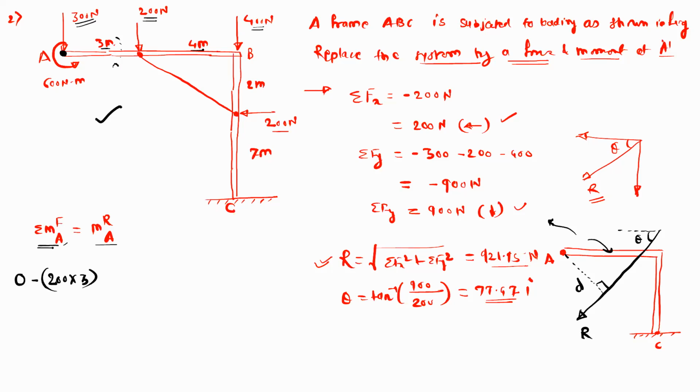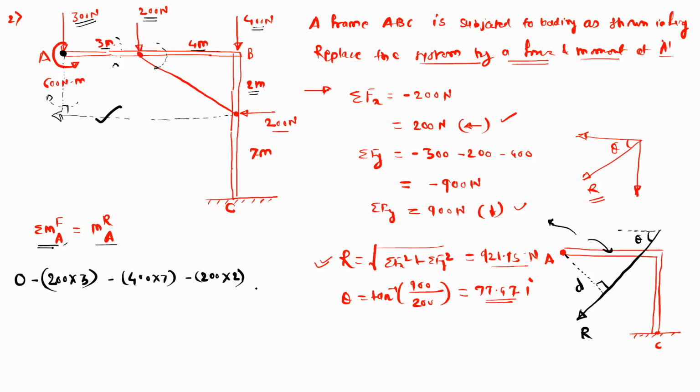Next is 400 Newton. Distance is 3 plus 4 meter, that is 7. So the moment will be 400 into 7, and the sense of rotation is clockwise, so it is minus. Next is 200. For the 200 Newton force, if you extend the line of action, then this is the perpendicular distance with respect to point A. This distance is nothing but 2 meter. It will try to rotate the system in the clockwise direction about point A, so it is minus.